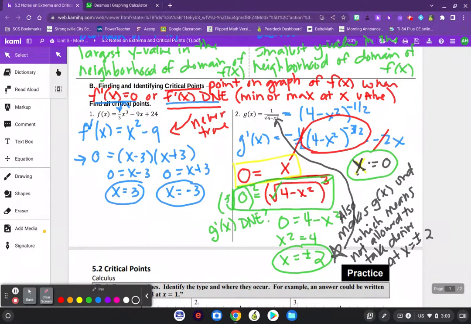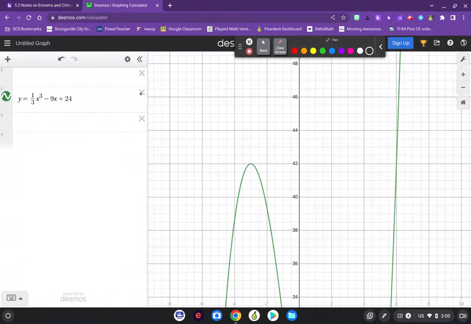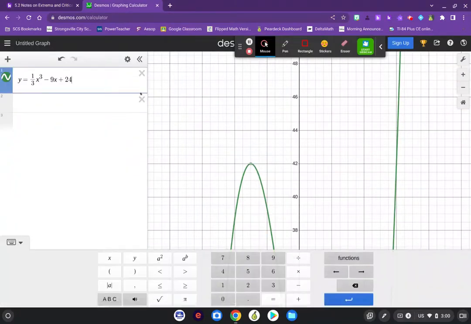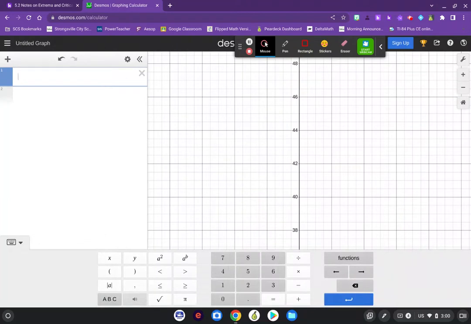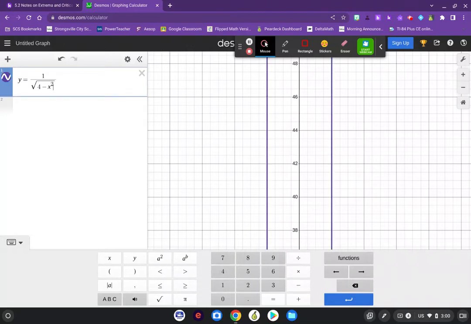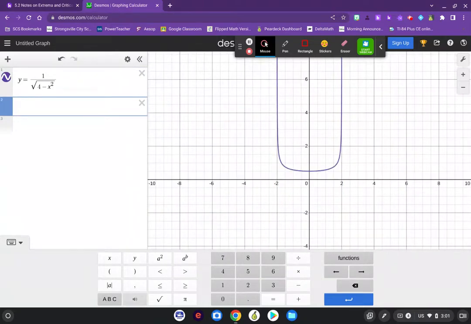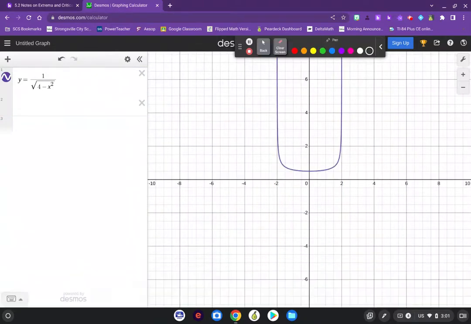So let me attempt to do this here in Desmos. All right. So let's see. We've got y equals 1 divided by the square root of 4 minus x squared. Enter. All right, and I'm going to hit home, get me back here. So here's what's happening. We found that we have a critical value or potential min or max here at 0. We said when x is equal to 0, the whole derivative equals 0.